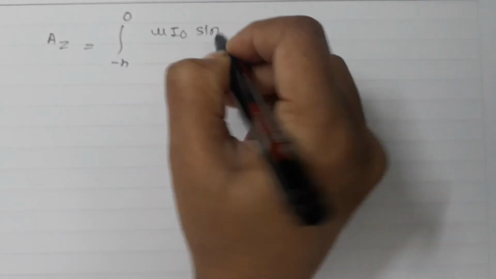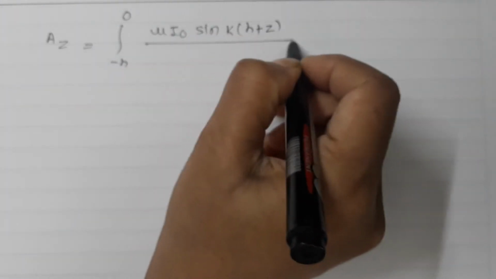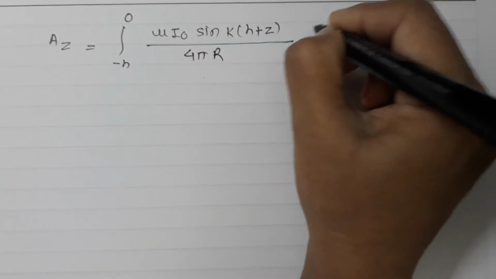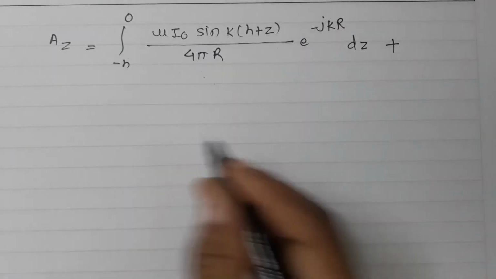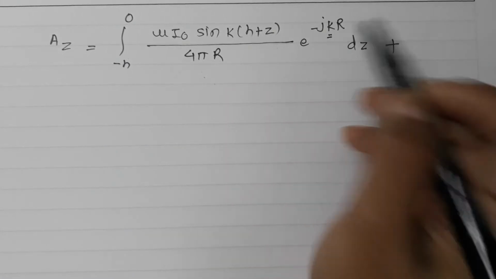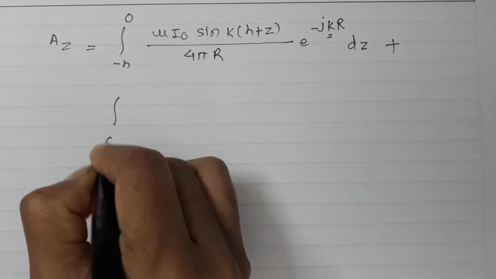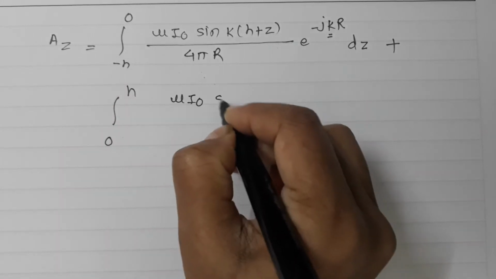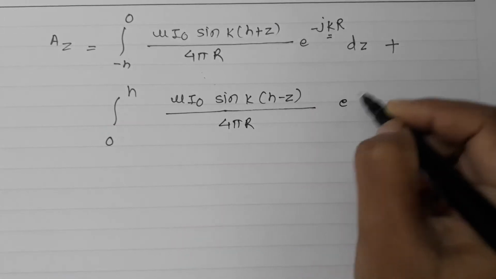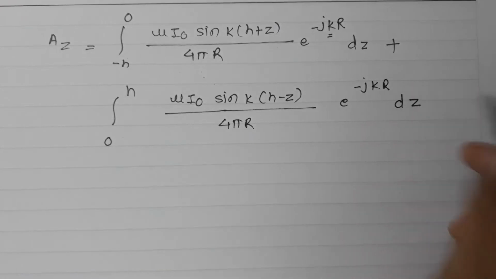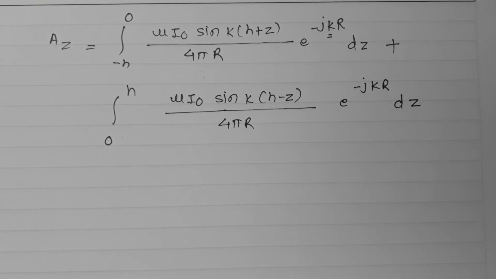So here I can say Az is equal to the integral from minus h to 0 of mu I0 sin k(h plus z) divided by 4 pi r, e raised to minus j k r dz, plus, and I am writing the phase constant either as beta or as k, okay, the integral from 0 to h of mu I0 sin k(h minus z) divided by 4 pi r, e raised to minus j k r dz. So here I have split that particular equation into two integrals or two portions.